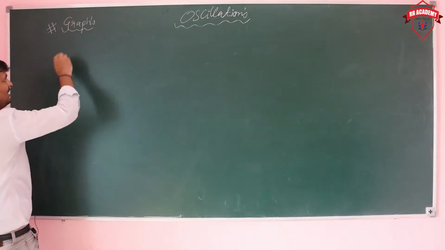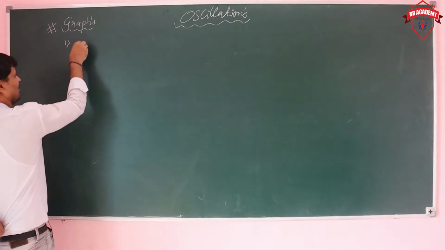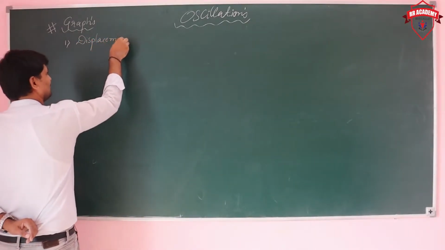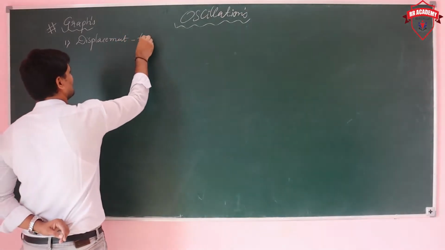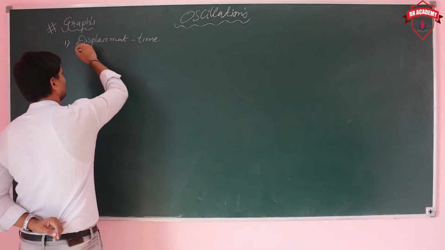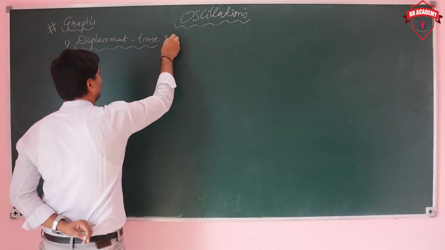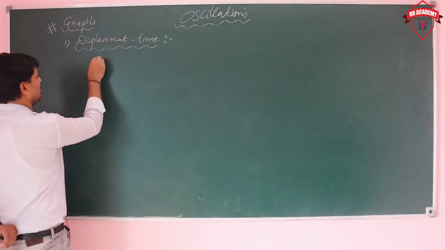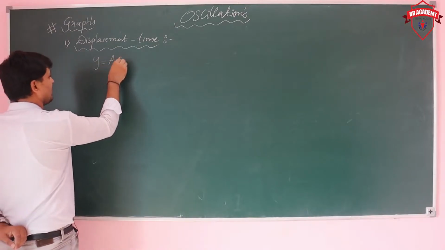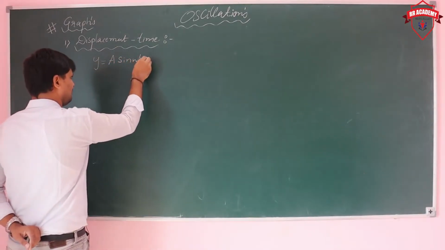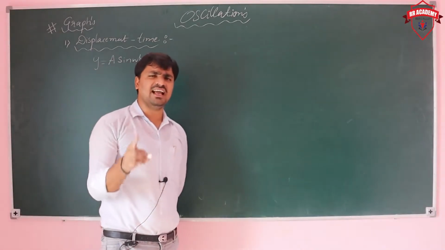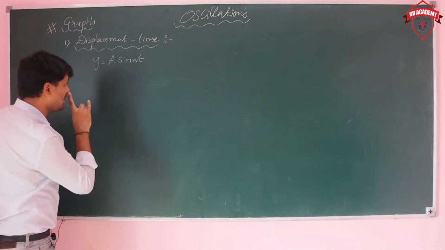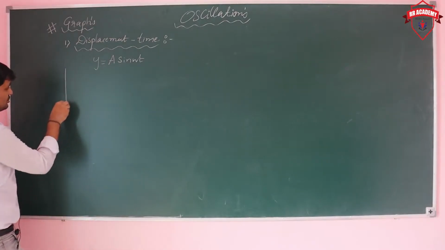First we are taking displacement versus time. Displacement versus time. Actually, time is nothing but we can take a time period. So here I am considering the equation y equal to a sin omega t. You can also consider x equal to a cos omega t. No problem. So first I am taking the situation.